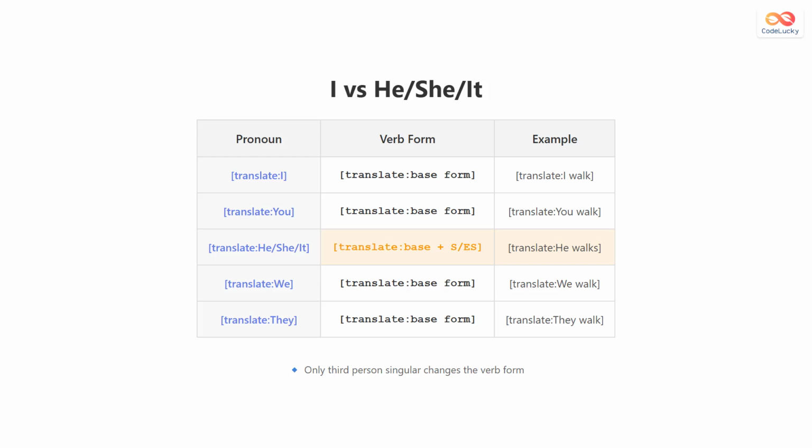Now let's compare the different pronouns side by side. When we use I, you, we, or they, the verb stays in its base form. So we say I walk, you walk, we walk, they walk. But when we use he, she, or it, the verb changes. He walks, she walks, it walks. This is the key difference in the simple present tense. Only the third person singular form is different.